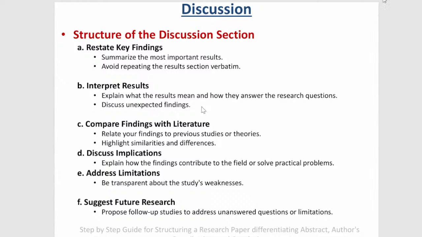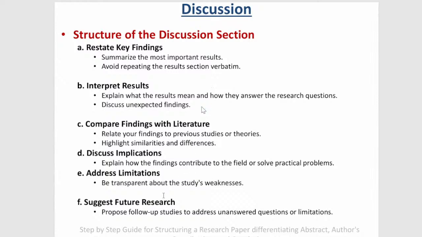Then we discuss implications. It explains how the findings contribute to the field or solve practical problems, how it is contributing to this domain, and how this field is used to solve certain practical problems. This is the need for this discussion. We have to address the limitations. We have to be transparent about the study's weaknesses.